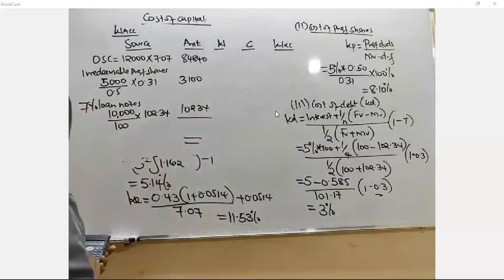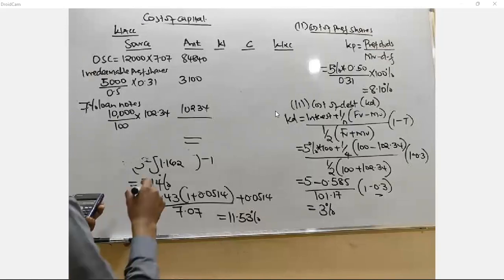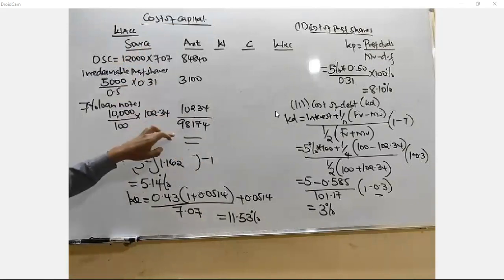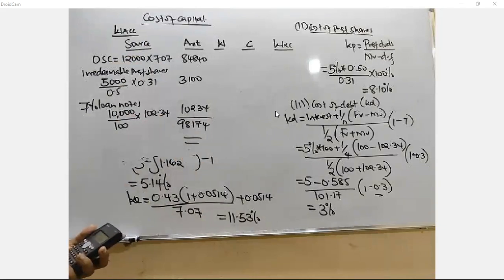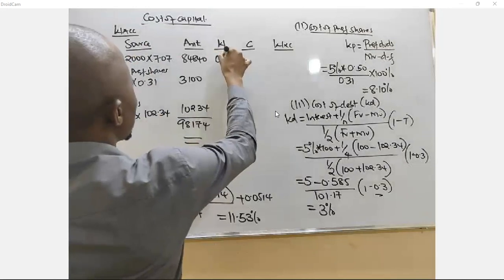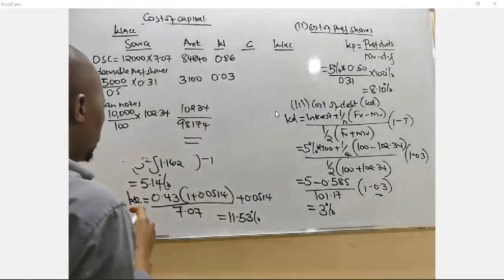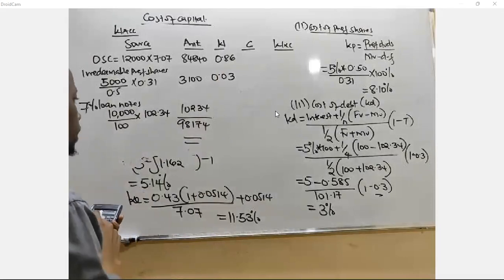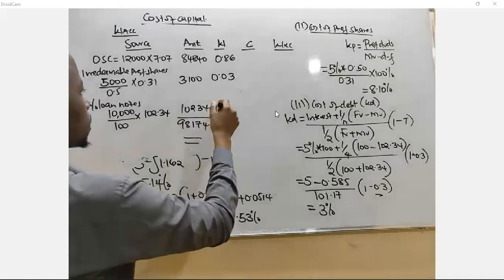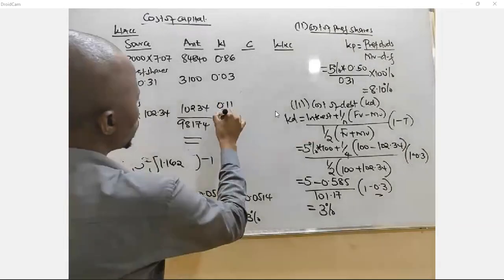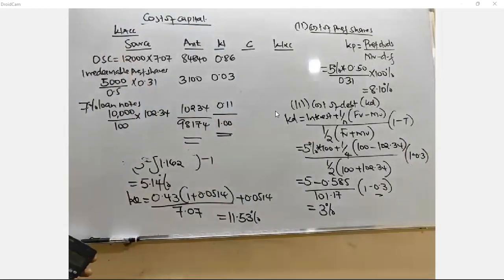What is the total here? The total will be 10,234 plus 3,100 plus 84,840, getting 98,174. What about the weights? You normally get the weight by taking each figure divided by the total. For example, the first one will be 84,840 divided by my answer here, getting 0.86. The other one will be 3,100 divided by 98,174, getting 0.03. Then we have 10,234 divided by 98,174, getting 0.11 because of the rounding errors. Your weights should add up to 1.